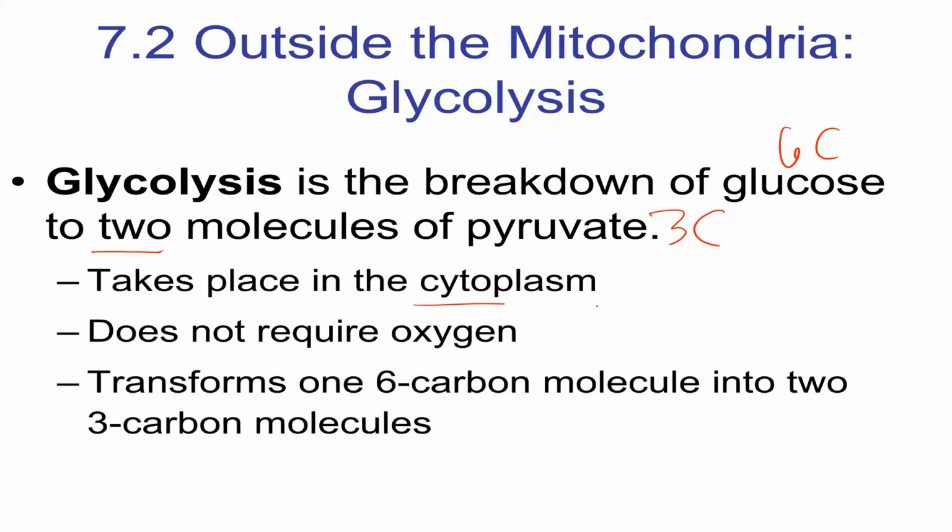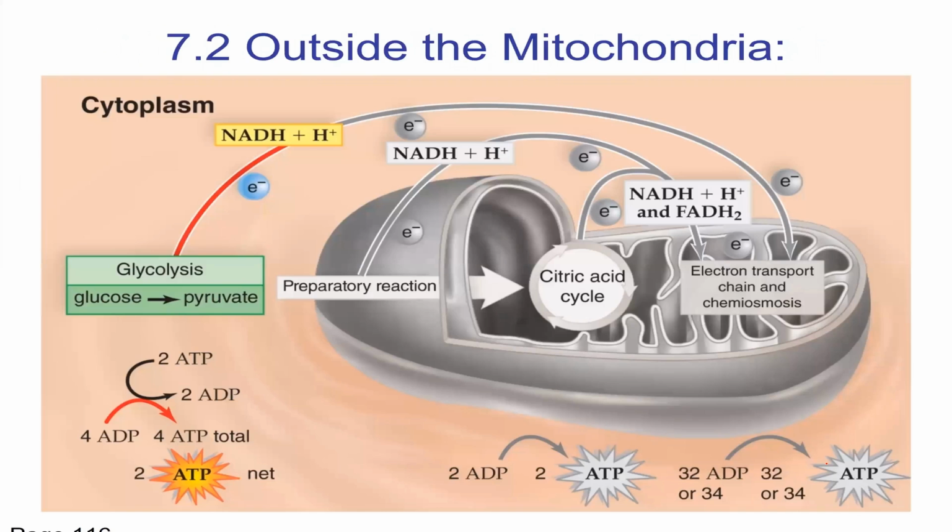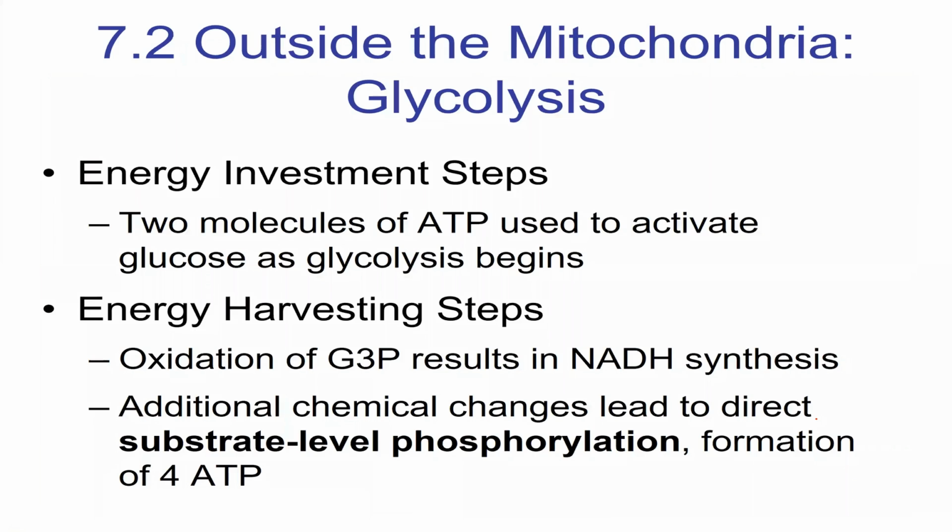This takes place in the cytoplasm of cells, so not the mitochondria. It does not require oxygen, so it is anaerobic. And again, 1 6-carbon molecule into 3-carbon molecules. Okay, so we are right here. Glycolysis, glucose becomes pyruvate. It happens inside the cytoplasm. We're going to get 2 ATP created.